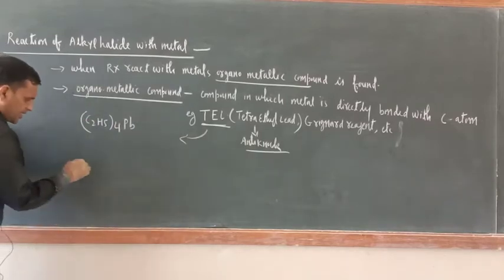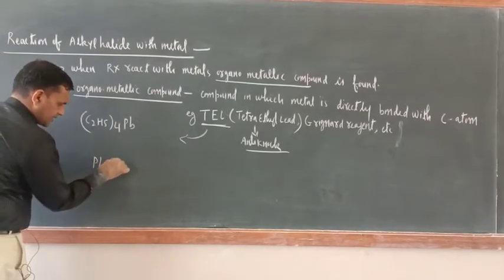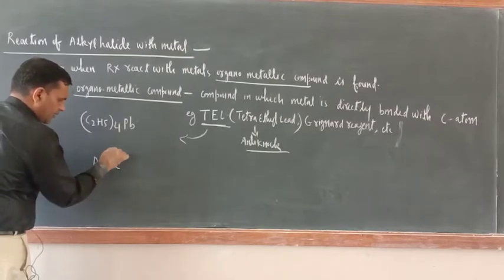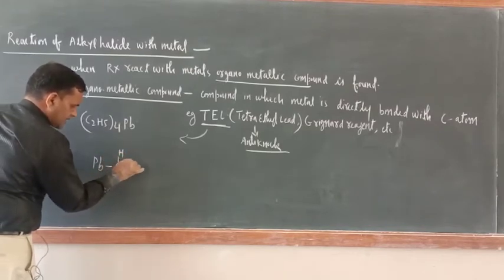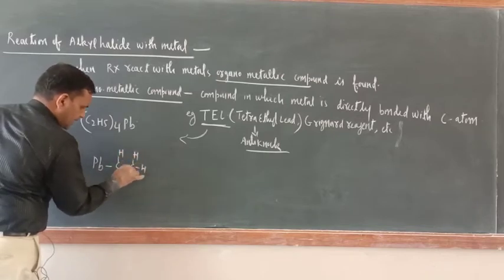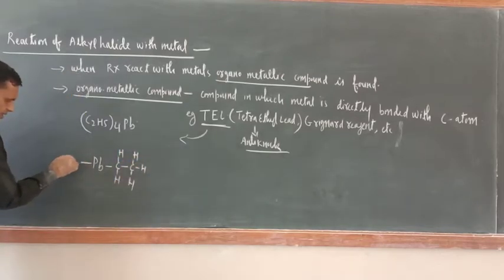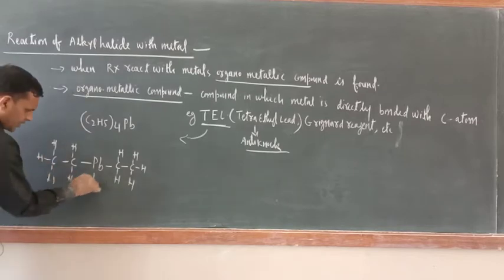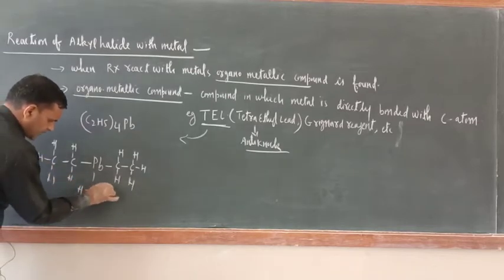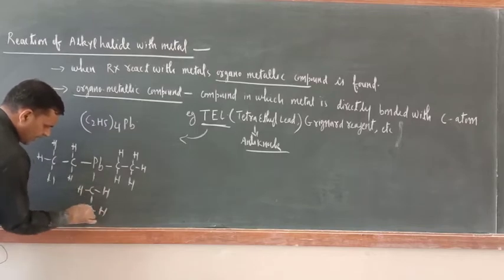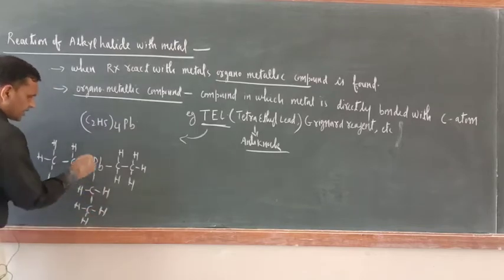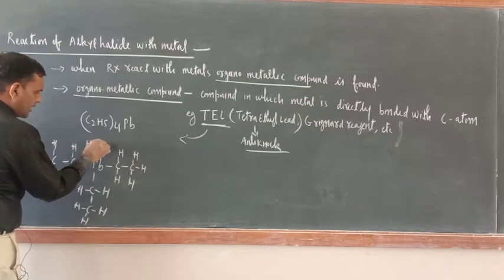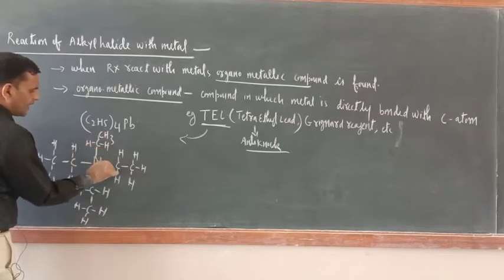If you are making its structure, it would be like that. C, here H, C, here H and H. Here also C, here H. Here C, here H and H. Here also C, H, and here H and H. Here also CH3. So there is a bonding between lead, which is a metal, and carbon directly.